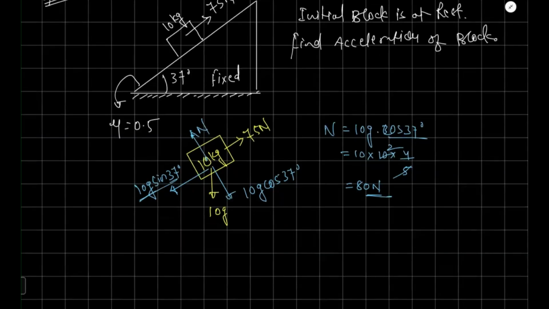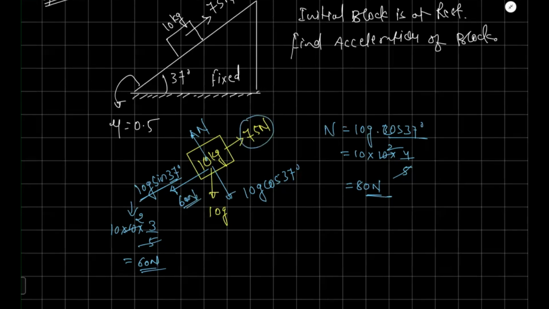Similarly, take this one, 10g sin 37. Let's calculate this also: 10 into 10 into 3 by 5. This will cancel out, so we'll get 60 Newton. So in this direction, the net force is 60 Newton, and that is because of mg sin.